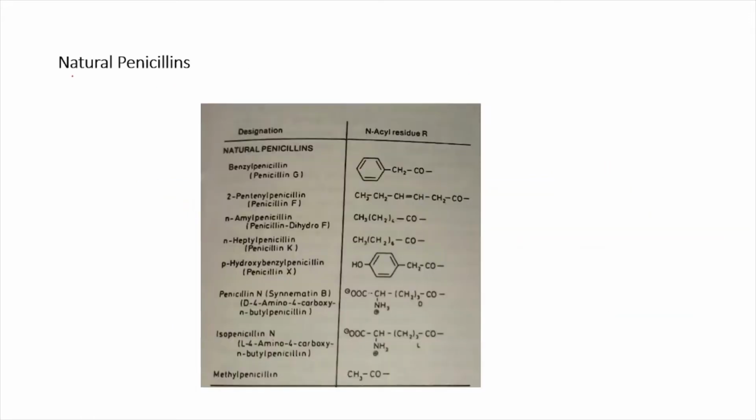Now let's look at the structure and names of some natural penicillins. Like in this figure, you can see the major natural penicillin that is the most famous is the benzyl penicillin, or it is also called penicillin G. Why? Because the R group here is a derivative of this group, phenyl acetic acid group. So if you add phenyl acetic acid, then at the R position you will get benzyl penicillin.